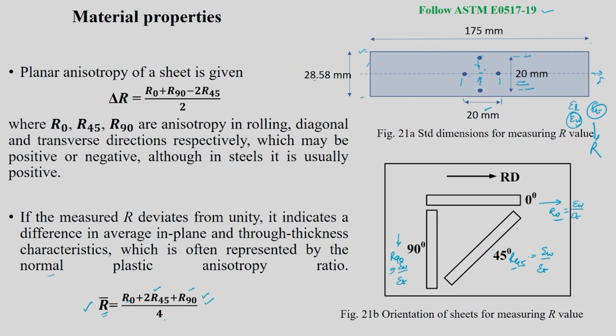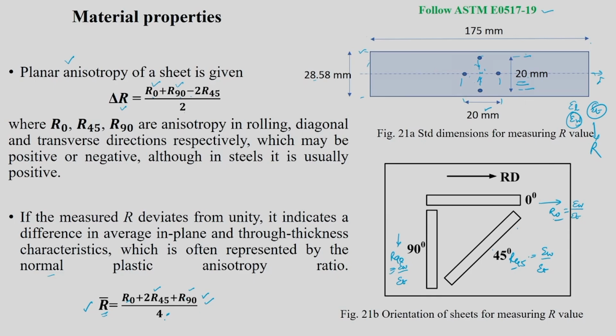Okay, and how the R value changes in the plane of the sheet can be referred to with respect to planar anisotropy, which is given by delta R. Delta R is nothing but R0 plus R90 divided by 2 minus R45. Otherwise, you can also write R0 plus R90 minus 2 R45, divided by 2, where R0, R45, R90 are plastic strain ratios in rolling, diagonal and transverse directions. Okay, this delta R can be positive or negative in nature. This is an average value, so generally it is an average quantity of R0, R45 and R90.